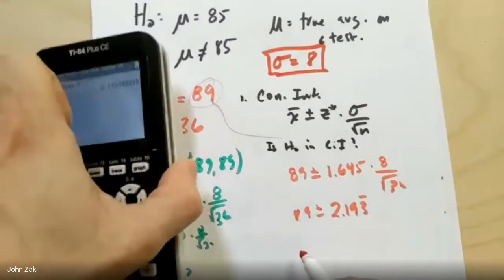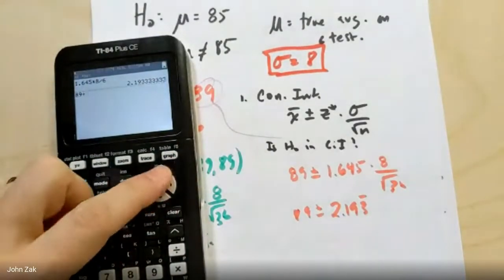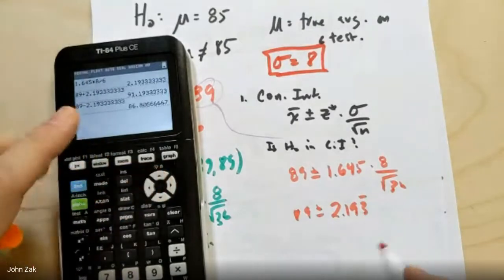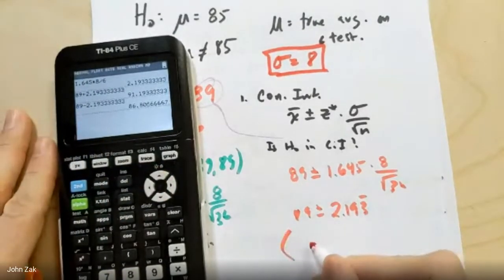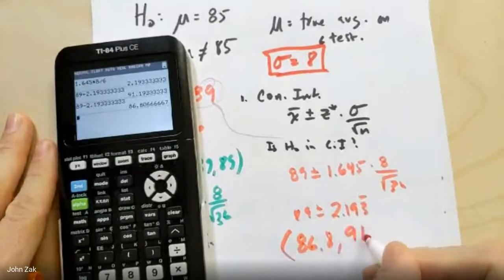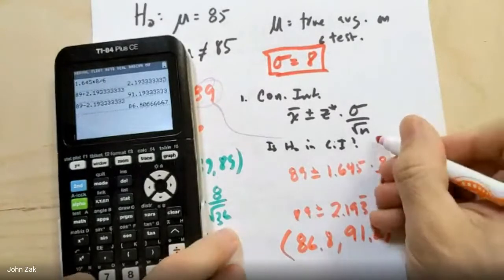But so if I had 89 plus or minus 2.193, that would be 89 plus 2.193, and then I also do 89 minus this. And so our confidence interval should have been 86.8 up to 91.2. And this is at 90% confidence.